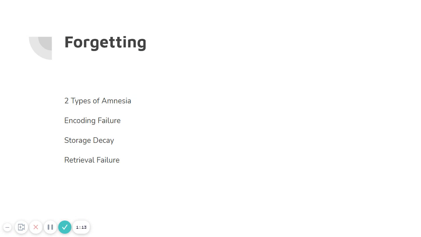When you forget, there could typically be an encoding failure. I'll come back to amnesia in a second. An encoding failure is when information doesn't go from your short-term to your long-term memory. You have trouble encoding it. You didn't provide enough meaning for the information, so you don't ever really process it.